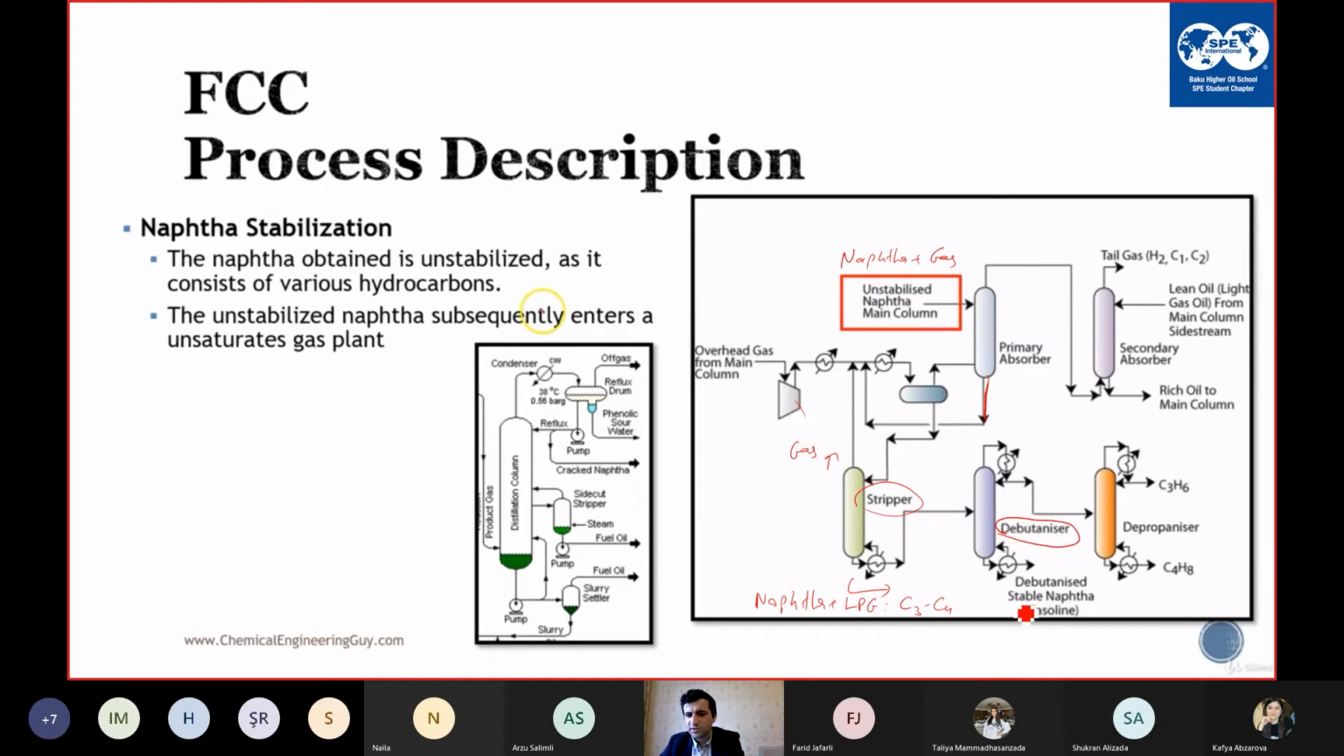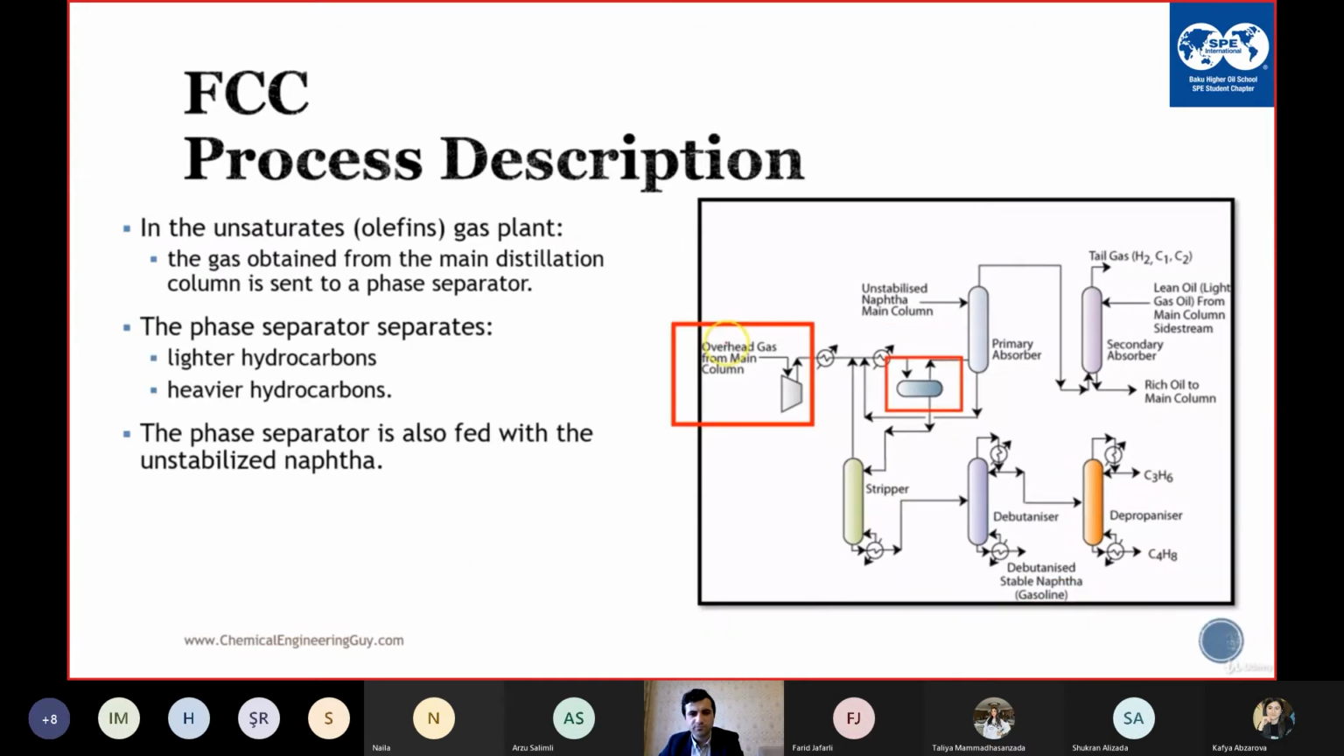Debutanizer separates the stable naphtha. You can see that we have stable naphtha here, and LPG here. LPG is C3, C4. And then we have the depropanizer, where the propanizer separates the C4 and C3. Now we have the PPF, propane propylene fraction, and BBF, butane butylene fraction here.